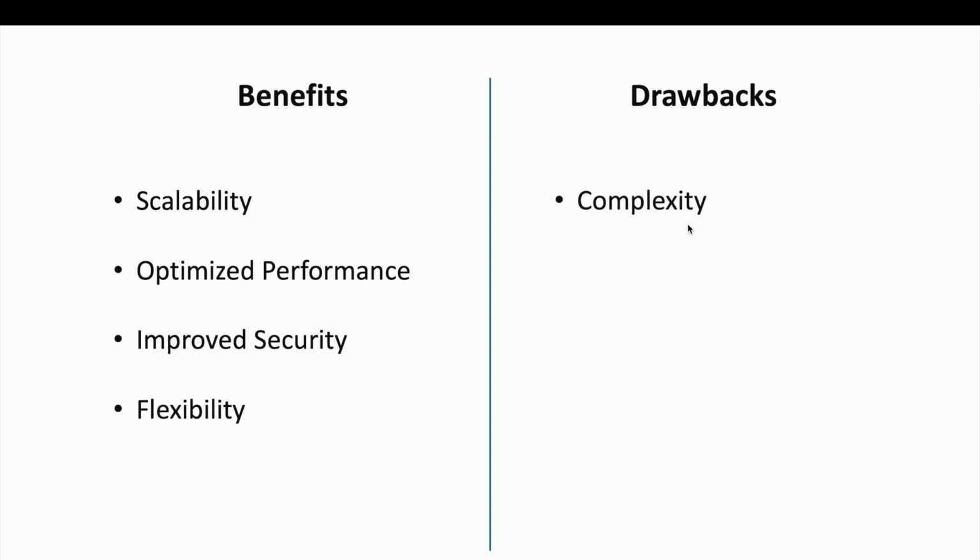Now, for drawbacks, the first one is complexity. Introducing CQRS can add complexity to the system, especially in terms of deployment and maintenance. Then data synchronization: keeping the write and read models synchronized, particularly in high volume environments, can be challenging. And finally, we have consistency. Immediate consistency is not guaranteed unless additional mechanisms are implemented, which can complicate the architecture further.